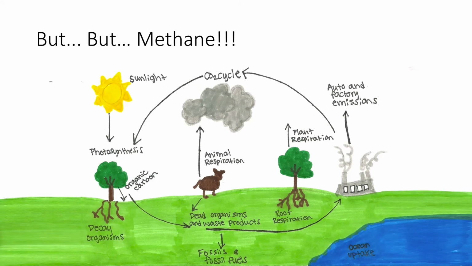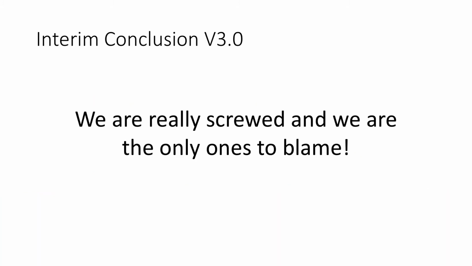But then methane. Now, I've never understood the climate change deniers' argument with methane. I don't understand what they're trying to say, because yes, methane is a serious greenhouse gas, and yes, we are increasing the levels of that one too. Now, remember this guy, livestock is pumping more methane into the atmosphere, and as our meat consumption increases, so does the amount of livestock, and then also the methane emissions. So we are really screwed, and we are the only ones to blame.